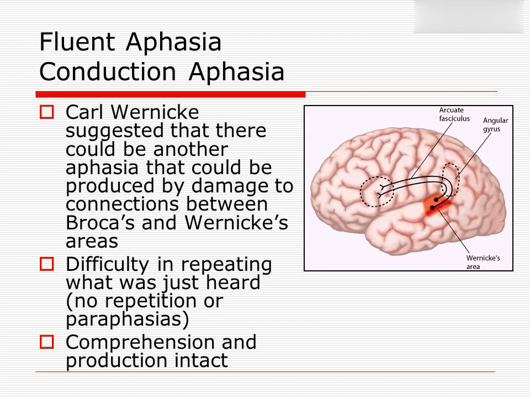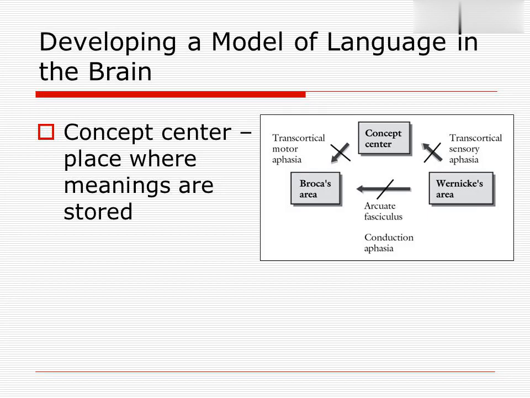Fluent aphasia, conduction aphasia. Carl Wernicke suggested that there could be another aphasia produced by damage to connections between Broca's and Wernicke's areas. Difficulty in repeating what was just heard, with paraphasias. Comprehension and production intact. Developing a model of language in the brain. Concept center, place where meanings are stored.